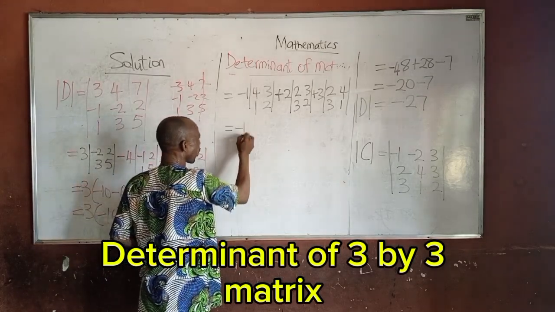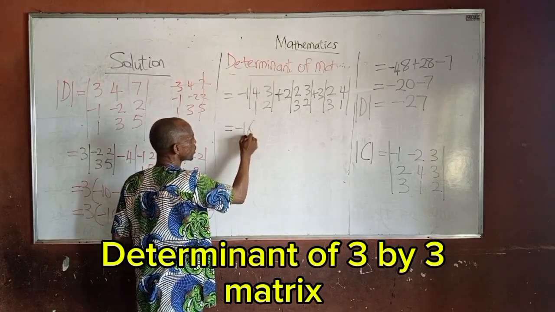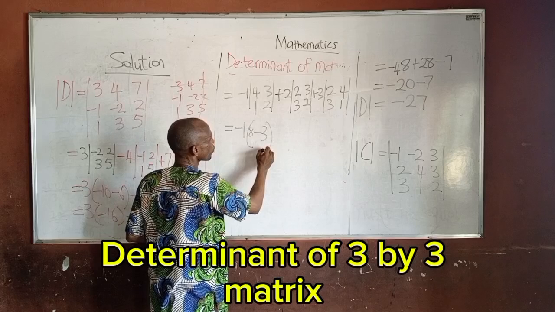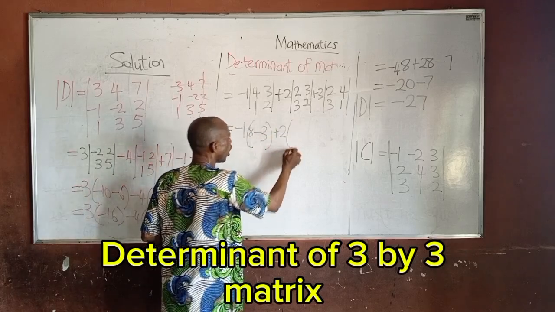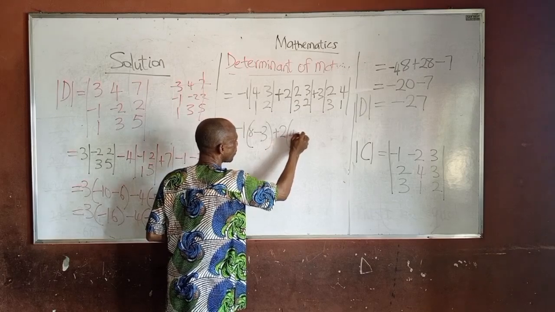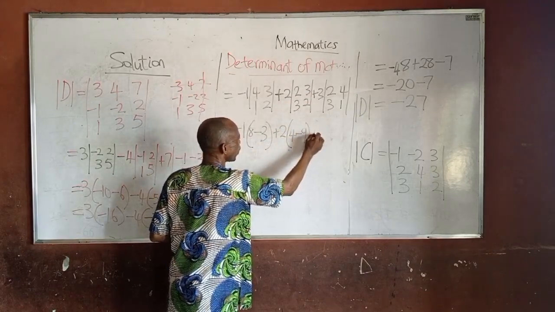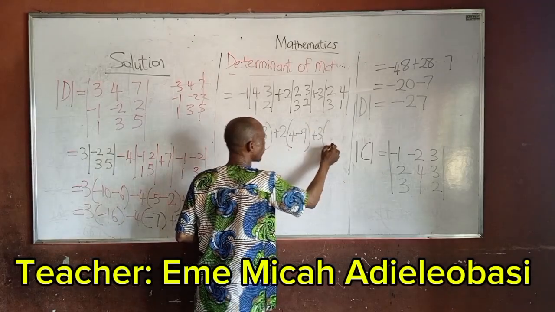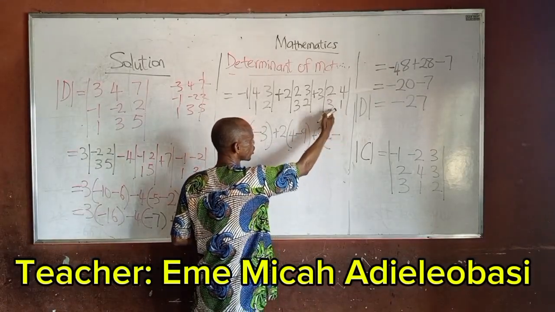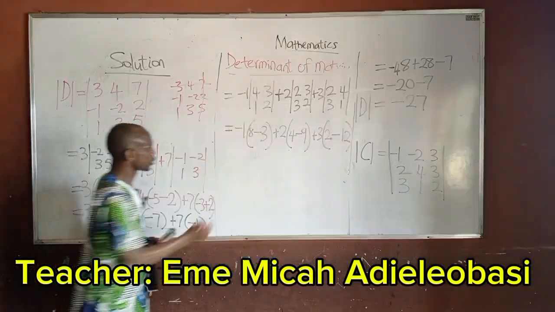This is minus 1. Open your bracket. 4 times 2 gives you 8. Minus 1 times 3 gives you 3. Plus 2. Open the bracket. 2 times 2 gives us 4. Minus 3 times 3 gives us 9. Plus 3. Open your bracket. 2 times 1 gives us 2. Minus 3 times 4 gives us 12.